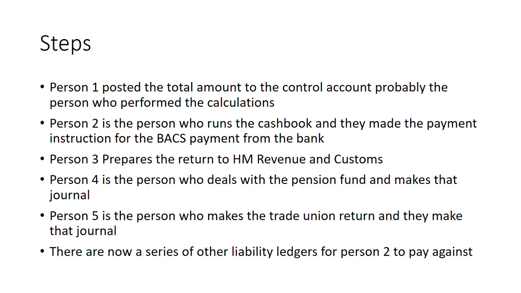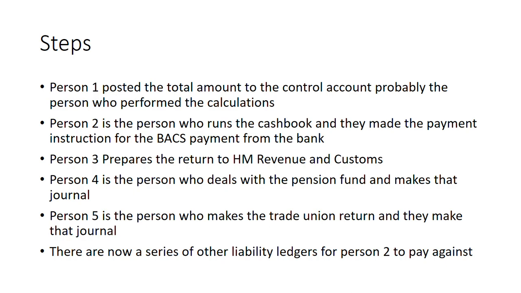Now I split this up into different people, but steps 3, 4, and 5 could still be this cash book person. Person number 3 might prepare the return to HM Customs and Revenue, and they do a deduction from the wages control account. Person number 4 does a transfer to the pension fund. Person number 5 does a transfer to the trade union account.